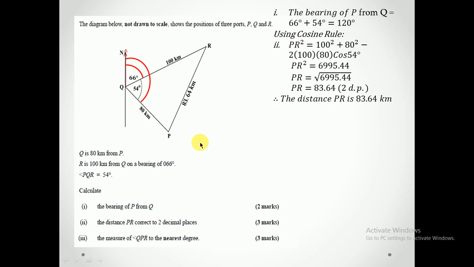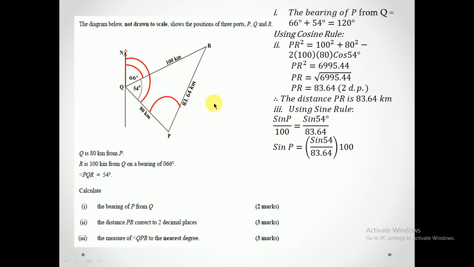For the measure of angle QPR, so they want this angle here at P. So now we know a side and its opposite angle. It means that we can now go ahead and use the sine rule. Now using the sine rule, sine P, which is the angle, over the side that is opposite from the angle, which is 100, is equal to sine 54 over the side that is opposite from it, which is 83.64.